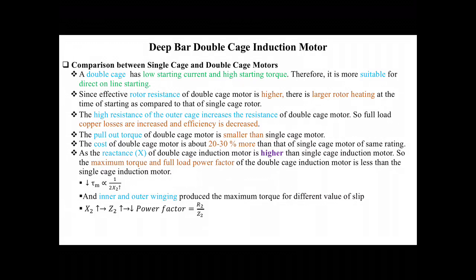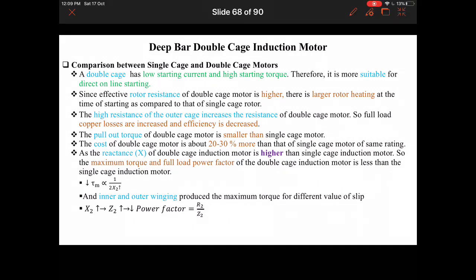Comparison between single cage and double cage induction motor. A double cage induction motor has low starting current and high starting torque. Therefore, it is more suitable for direct online starting. Since the effective rotor resistance of the double cage motor is higher, there is larger rotor heating at the time of starting as compared to that of a single cage rotor, because heat is proportional to R. So, if R is large, heat will be large.